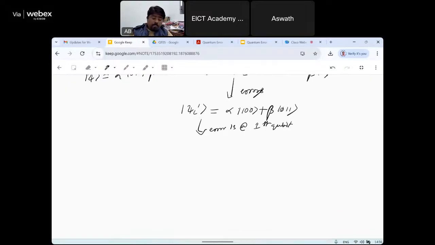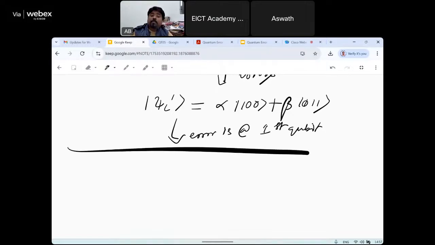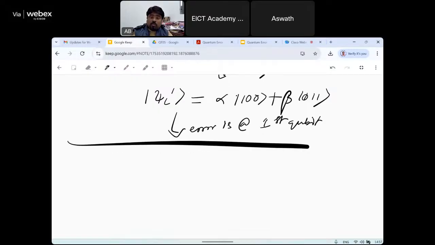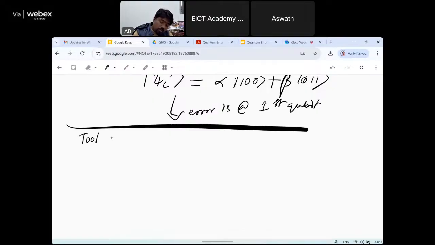Now whether the first qubit got flipped, or the second qubit, or the third qubit, I want to find out. So I have to do some kind of diagnosis, some way of finding where the issue is. For that there is a technique, a tool I can find, a tool to find where the error is, or you can say where the bit flip occurred.